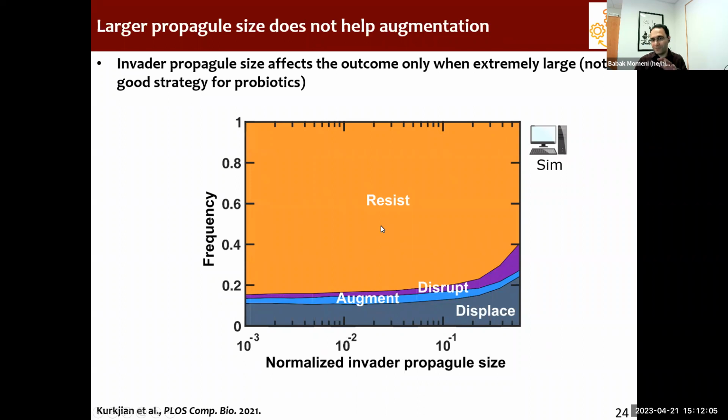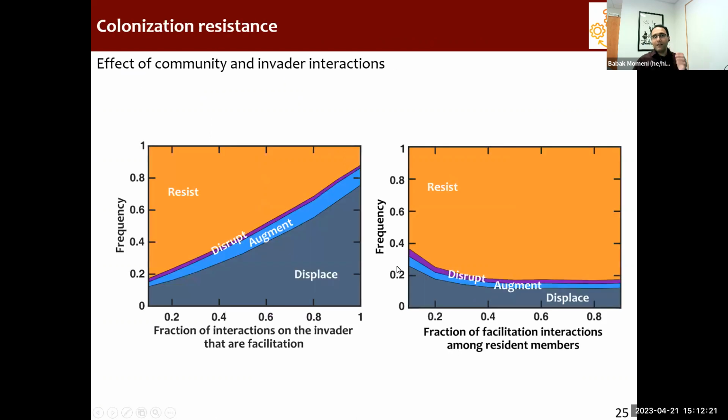These are just simulations under certain conditions. But in these conditions, we see that that process is probably not helpful. It can only lead to disruption and displacement rather than augmentation, which is the ideal outcome. We also looked at the effect of the interactions either within the community or between the community and the invader.